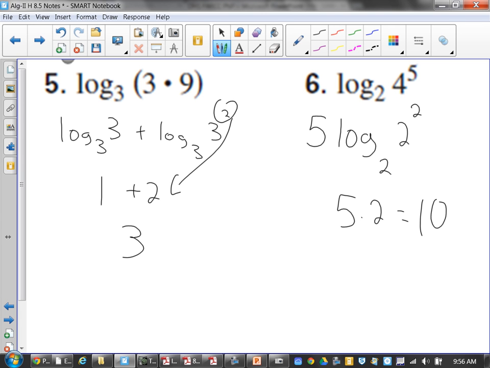Yeah, like I said, it takes a little while getting used to it, but it's really not that bad. And if you think about it, could I have rewritten this right off the bat, that 4 as a 2 squared? Yes. And would that be 2 to the 2 times 5, log base 2 of 2? Oh! Nice. It's magical.